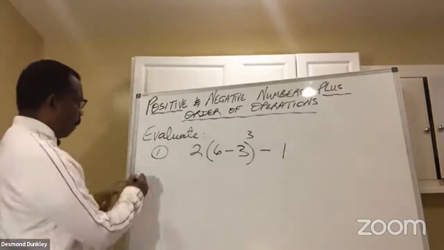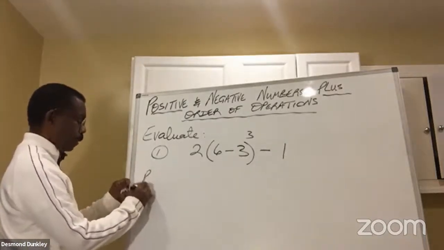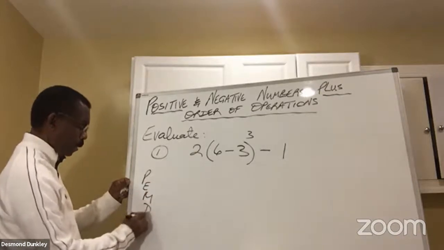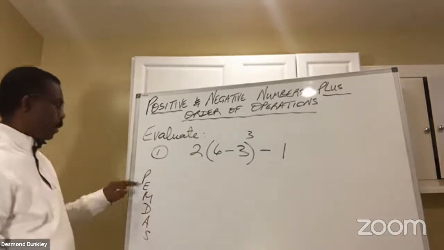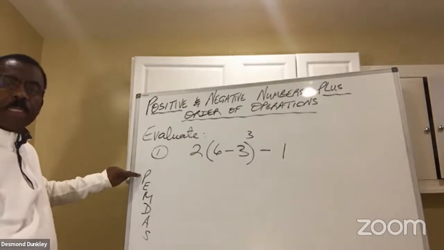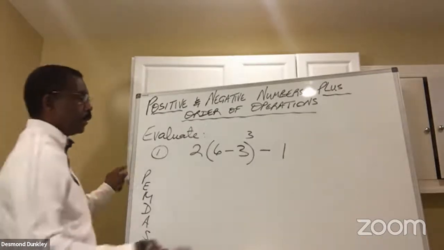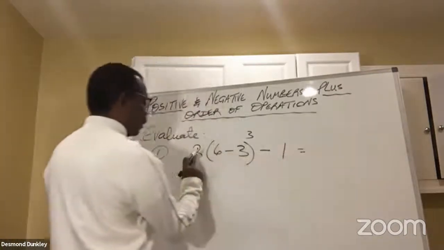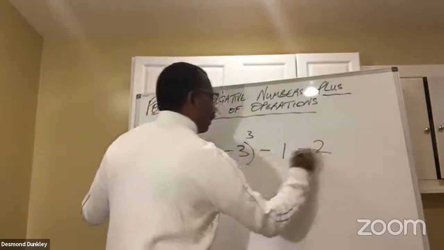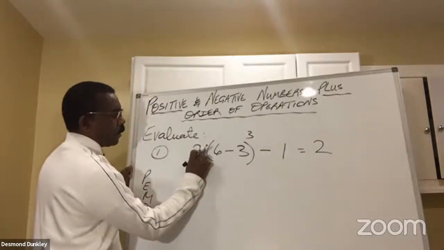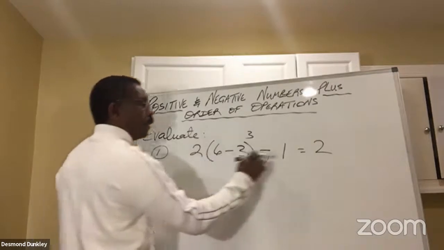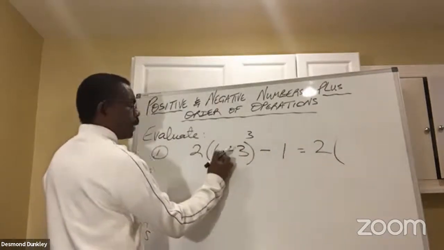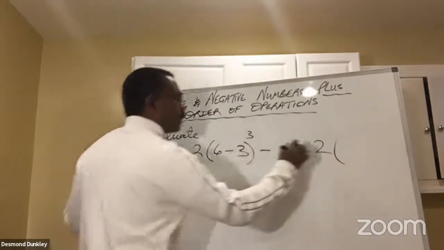According to PEMDAS, this says whatever is in the parentheses, you must do that first. So then this must be equal to the 2 stays. Remember, this 2 is multiplication. You're doing 2 times what is inside the parentheses. 6 minus 3 gives us 3.